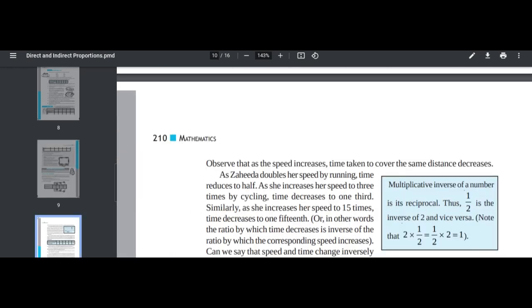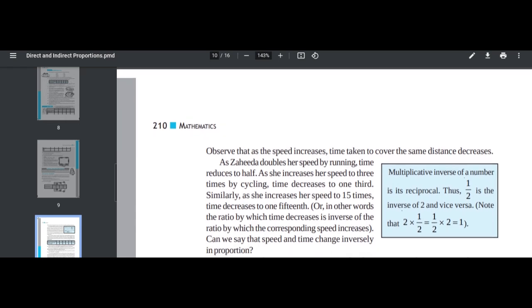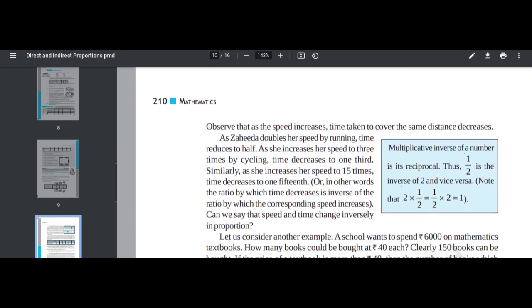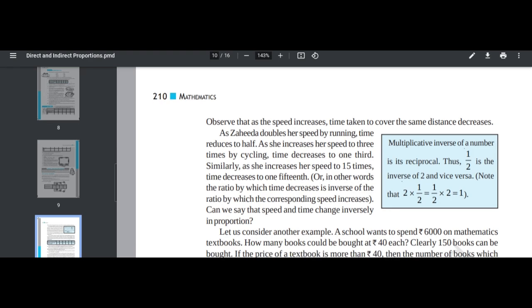Observe that as the speed increases, the time taken to cover the same distance decreases. As Zahida doubles her speed by running, the time is reduced to half. If the speed is increased by double, the time will decrease by half. If she increases it by triple, the time will decrease to a third. Remember that. This is a very important concept.